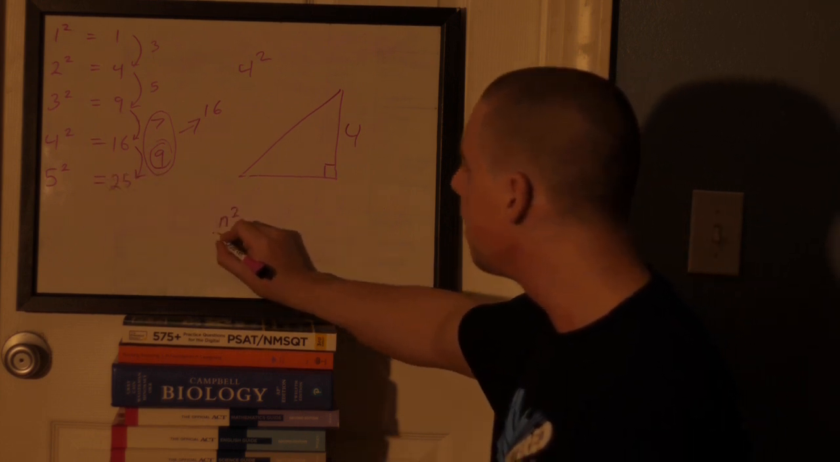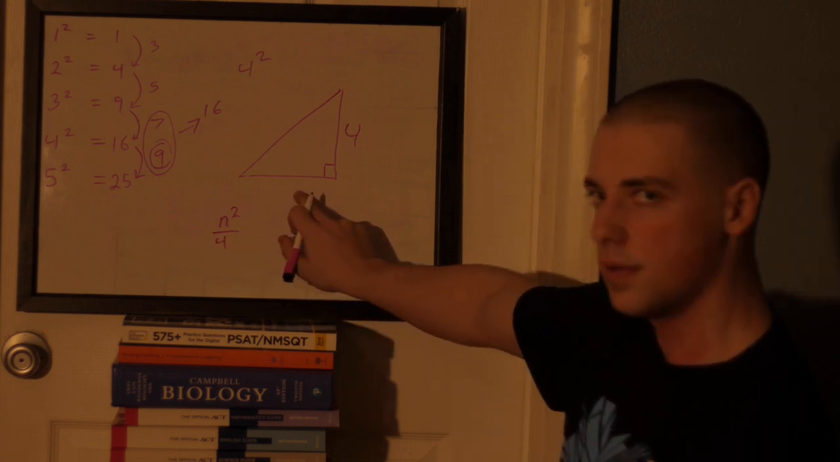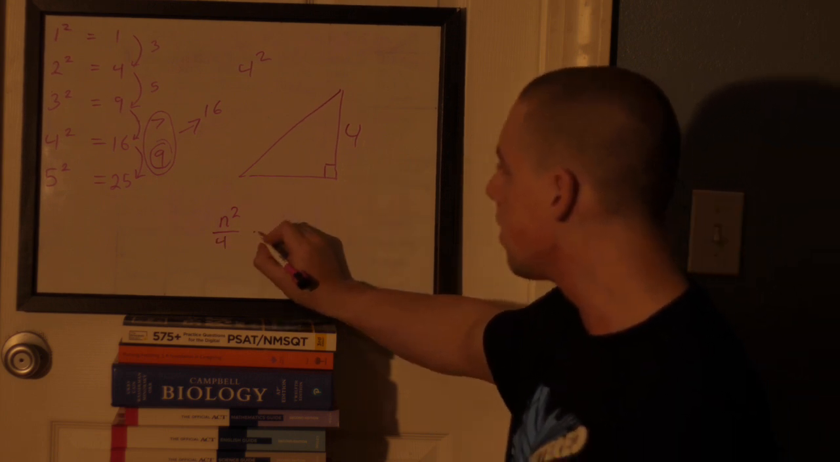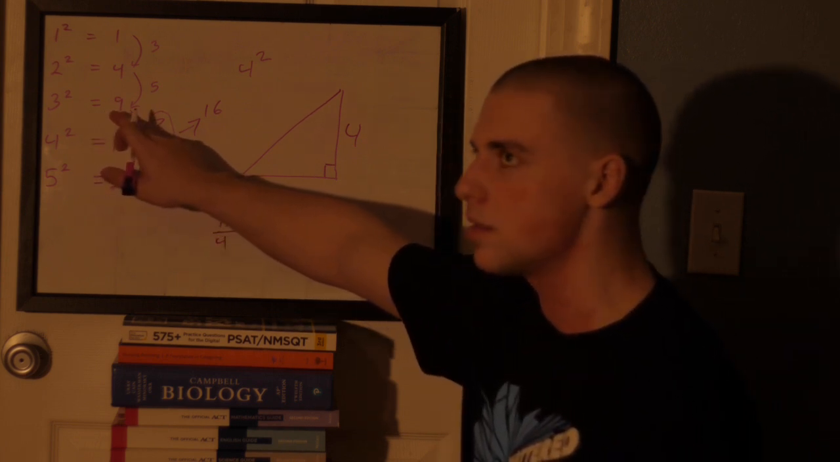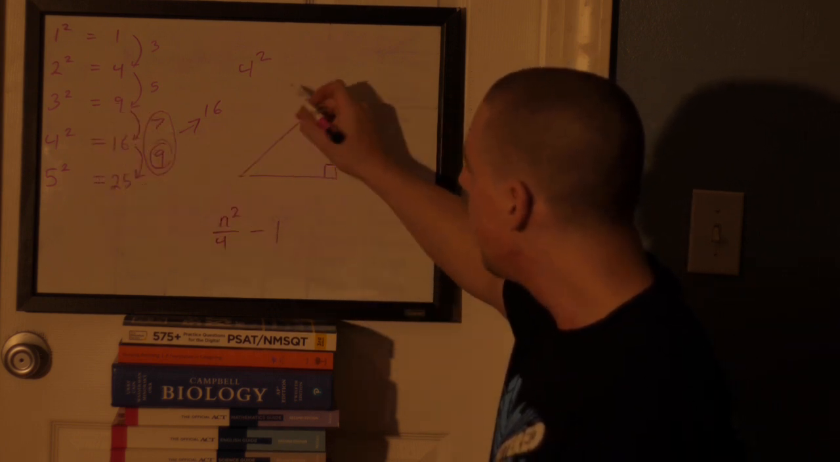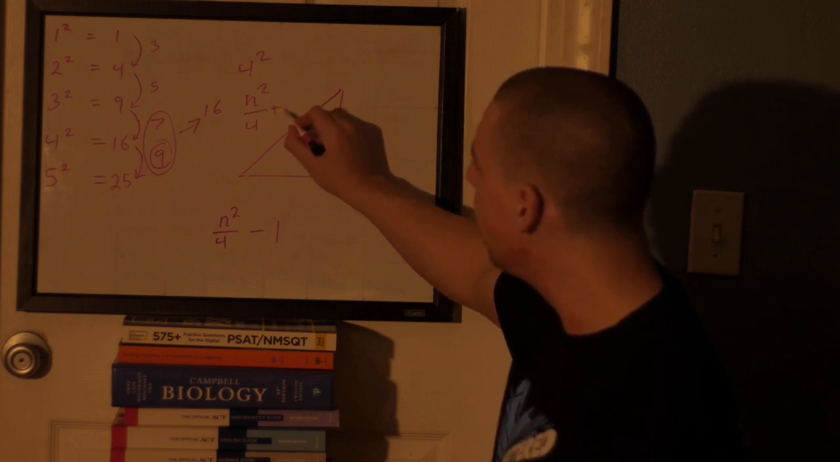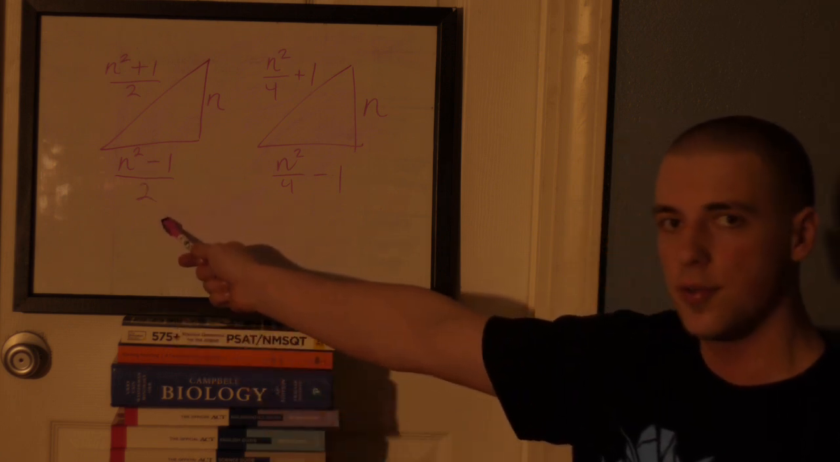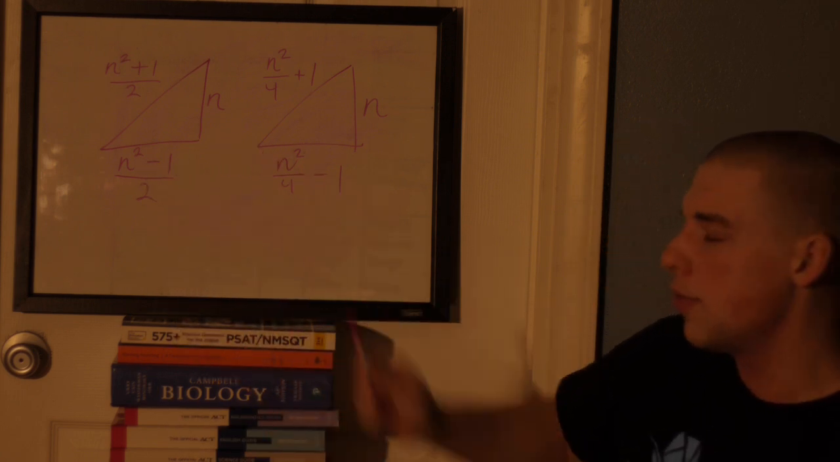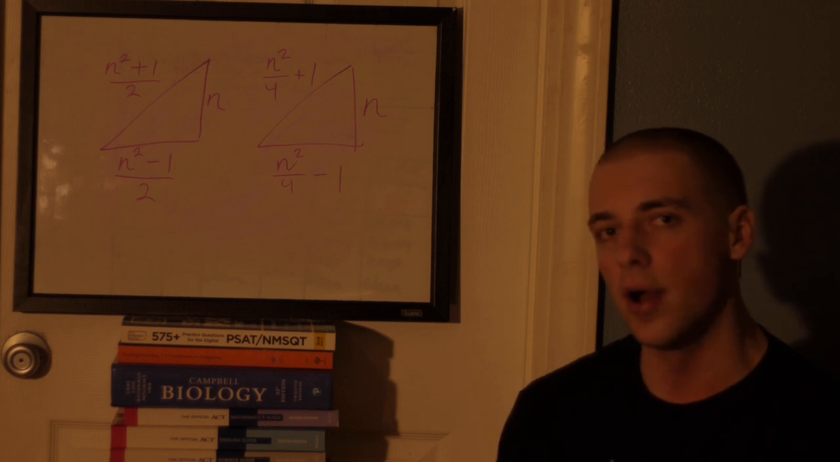So n squared over 4 for the base side is going to be minus 1 to get the lesser number, and n squared over 4 plus 1 to get the higher number. So now we have one triangle for odd numbers and we have one triangle for even numbers. And the only thing left to do is to prove that they always work no matter what.